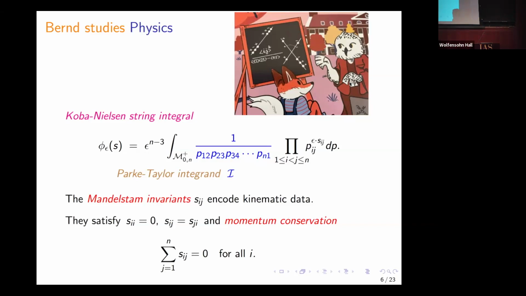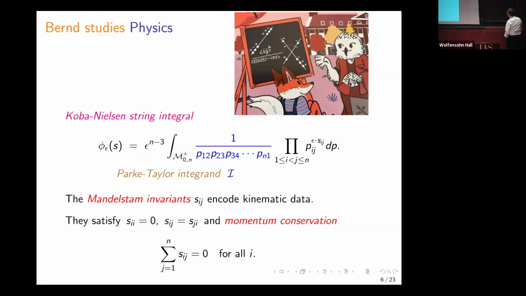Now mathematicians, when we teach calculus, small quantities are called epsilon. I know in your community sometimes it's called alpha prime, but for me it's epsilon. And then the Sij are parameters called Mandelstam invariants. Now for good measure, we scale this by epsilon raised to the dimension of our space, and we're integrating out the moduli space, and we get a function on these parameters, on these invariants.